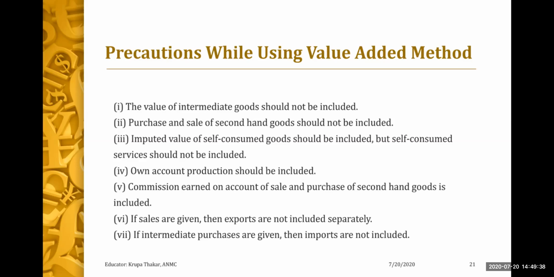And own account production should be included, whereas the commission which is earned on account of sale and purchase of second-hand goods is included. Kindly be clear that we are not going to calculate the value of second-hand goods, but the commission which is earned by the agent on the sale or purchase is going to be included. So if the sales are given, then exports are not included separately. And if intermediate purchases are given, then imports are not included.